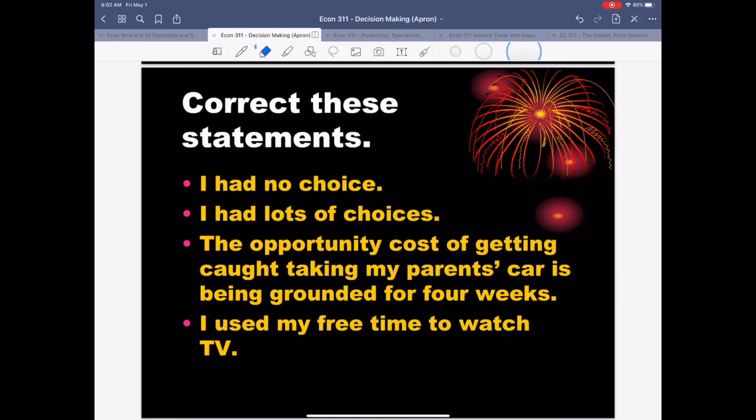So if you go through these, hopefully what you see immediately is that the first one, I had no choice, cannot be true. As long as there are alternatives, there are choices to be made. And we always say that we eliminate the word need. We like to say that we eliminate the word need in economics.